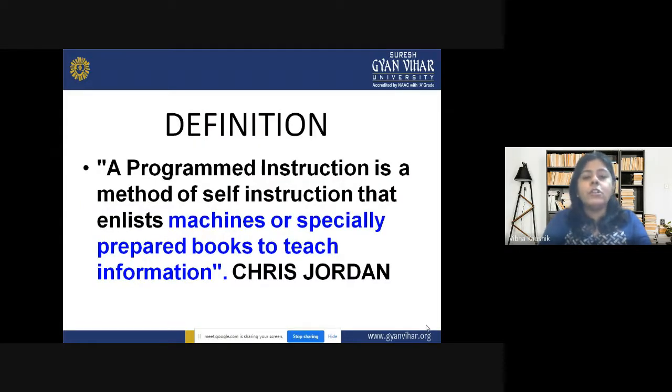Now, definition. A program instruction is a method of self instruction, meaning it's a way or technique of teaching, a self instruction that enlists machines or specially prepared books to teach information to the student, and this definition was given by Crowder Jordan.